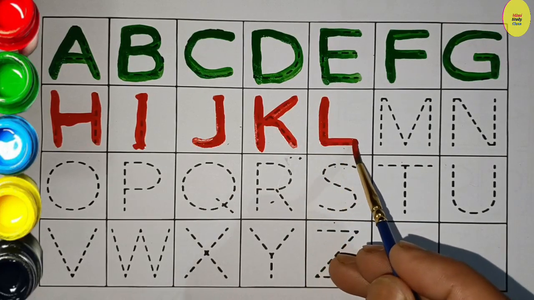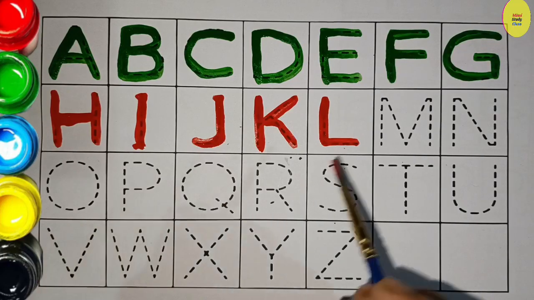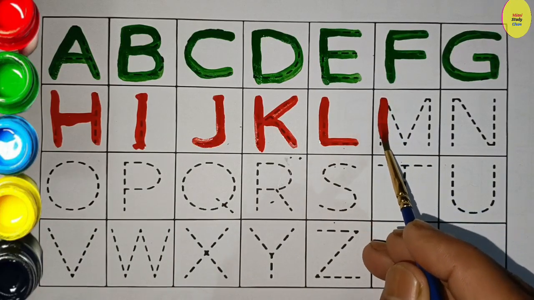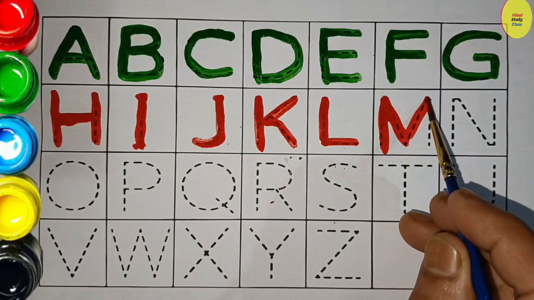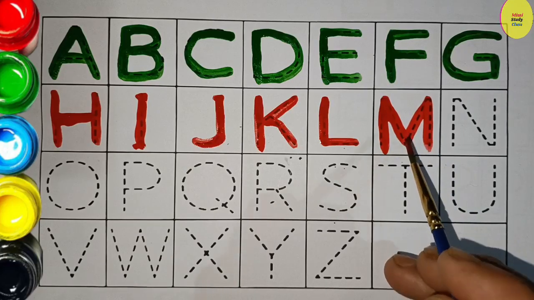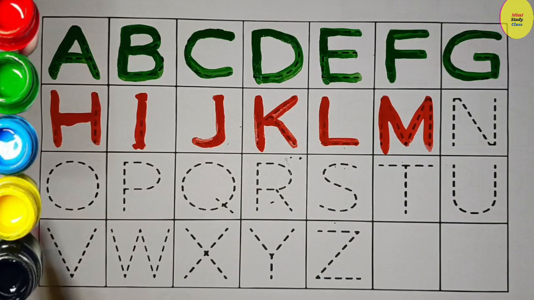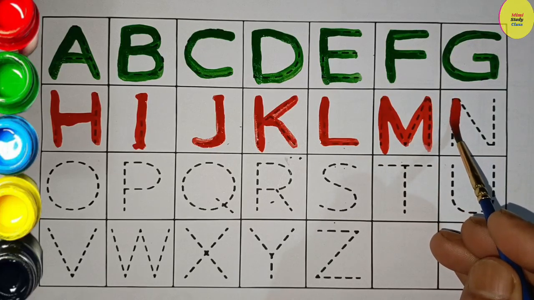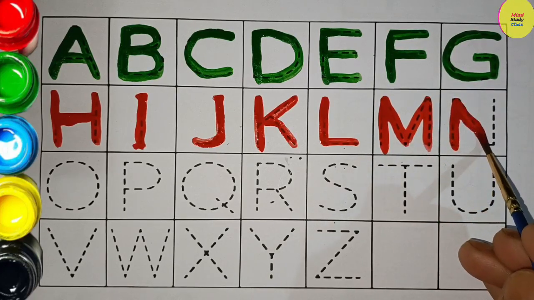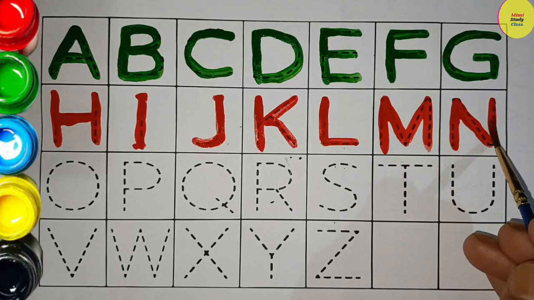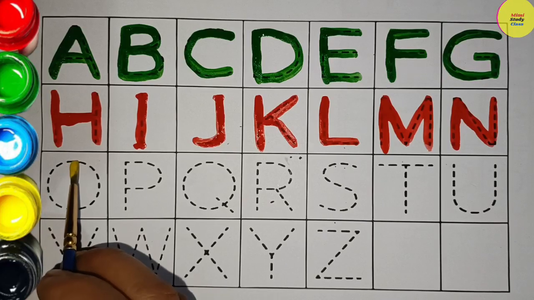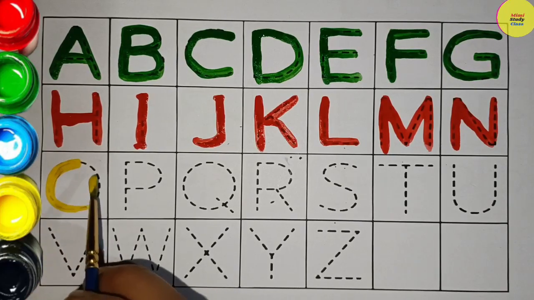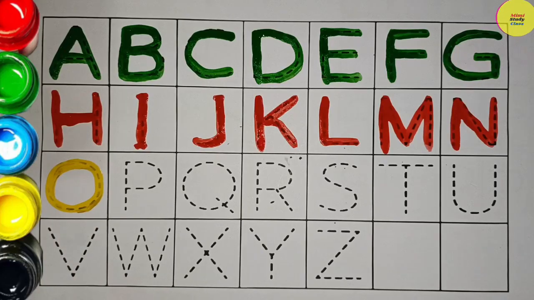L for lion, L for lion. M for mango, M for mango. N for nest, N for nest. Yellow color. O for orange, O for orange.